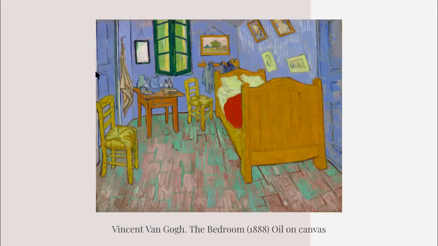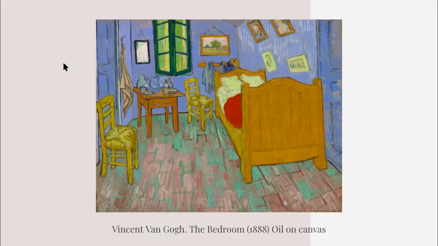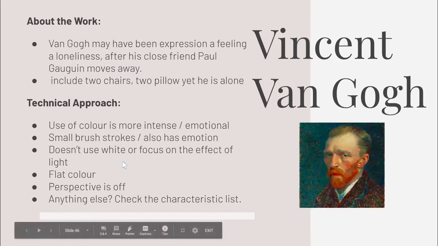So this is what I'm talking about, analysis. What is the artist trying to say? This is his bed, this is where he spends most of his time, so why have 2 chairs instead of 1, right? Basically, it's to highlight in a more subtle way that his good friend has now left him and now he's all alone. It's very interesting how an artist can touch upon these things with very subtle objects in a painting. So his technical approach, the use of color, is more intense and emotional.